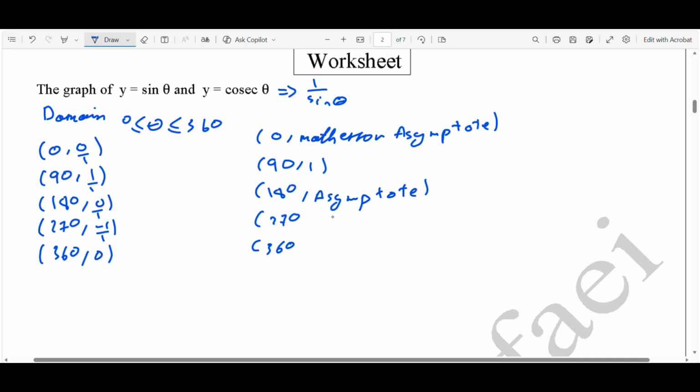Negative 1 over 1, flip it, it will also be negative 1. And 0 over 1, flipped, 1 over 0, will also be an asymptote. So I have 3 asymptote lines: 0, 180, 360.